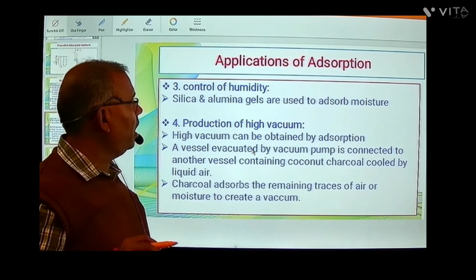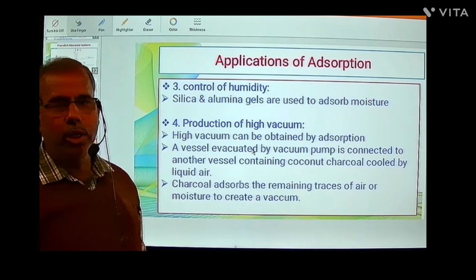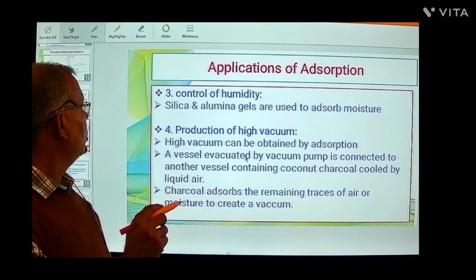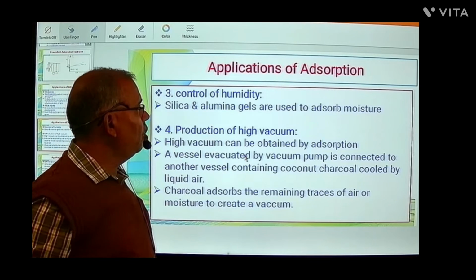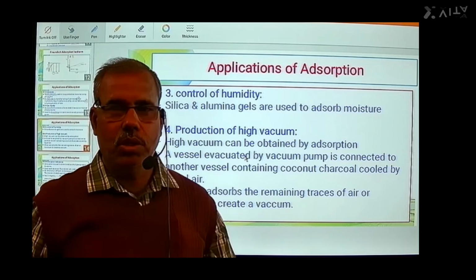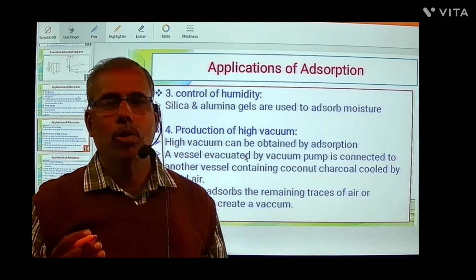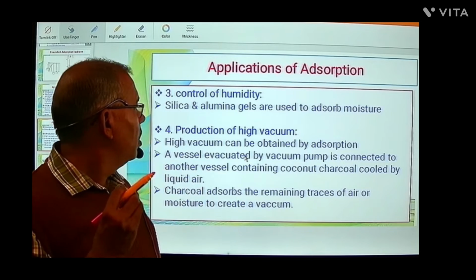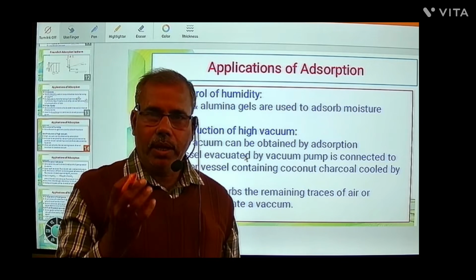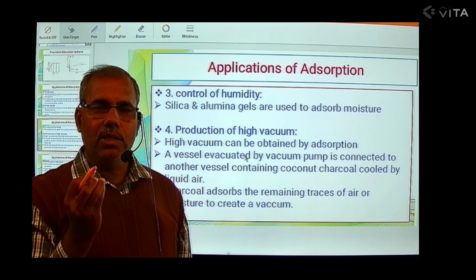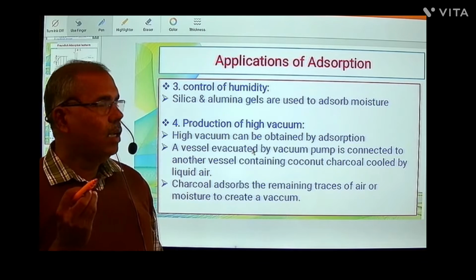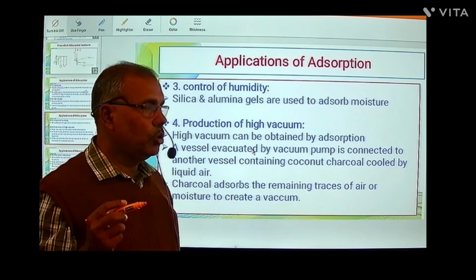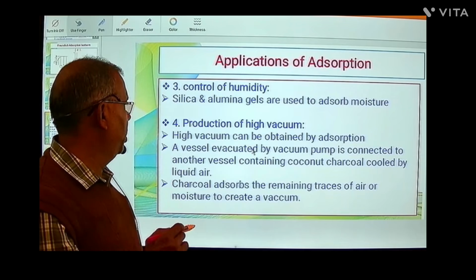Then the third application is control of humidity. Humidity means moisture. Silica and alumina gels are used to adsorb moisture. If we don't want moisture in a particular system, then silica gel or alumina gel is kept there. They adsorb the particles of water, that is moisture, onto their surfaces by the adsorption process. So it controls or reduces the humidity.